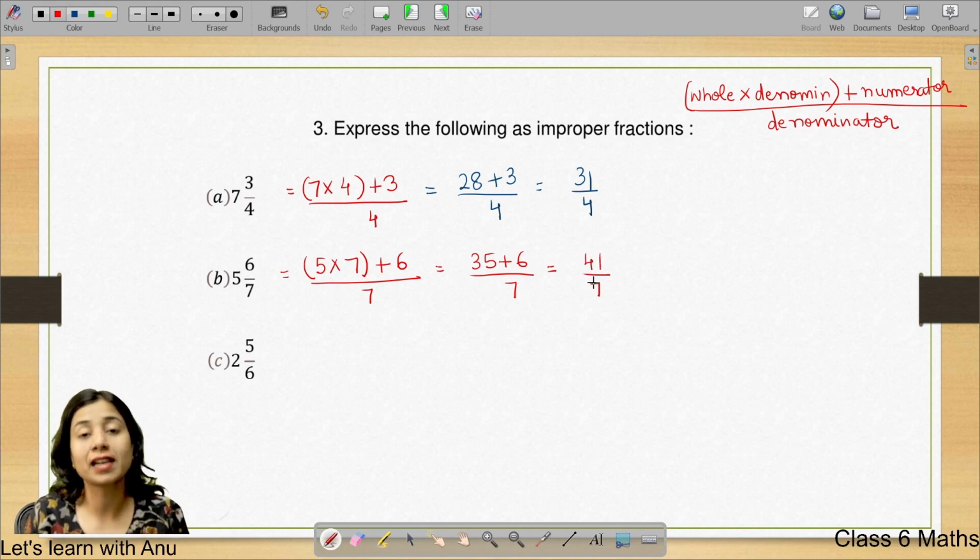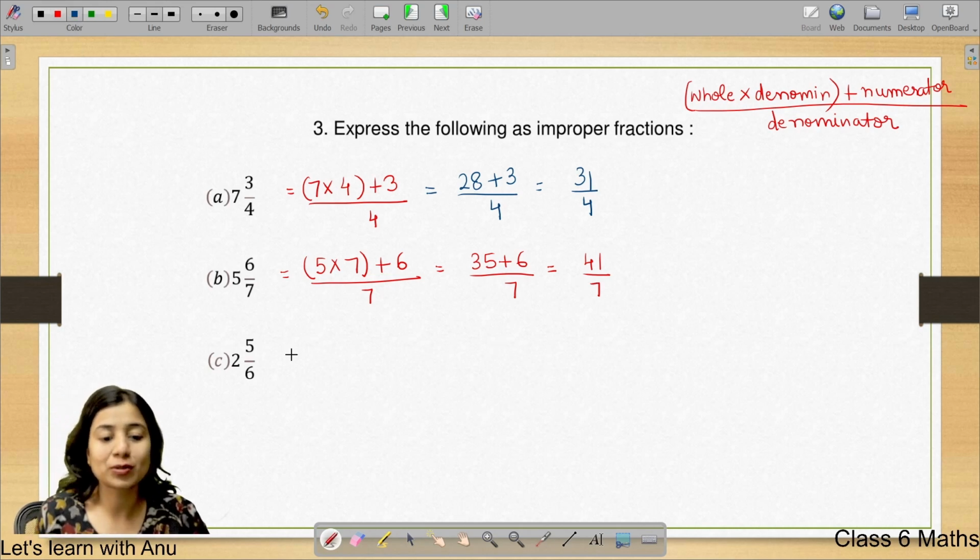I think quite easy, class, and we all know that practice makes perfect. Maths is such a subject that if you practice more and more, you're going to become more proficient in it, right? So moving to the C part, 2 5 by 6.